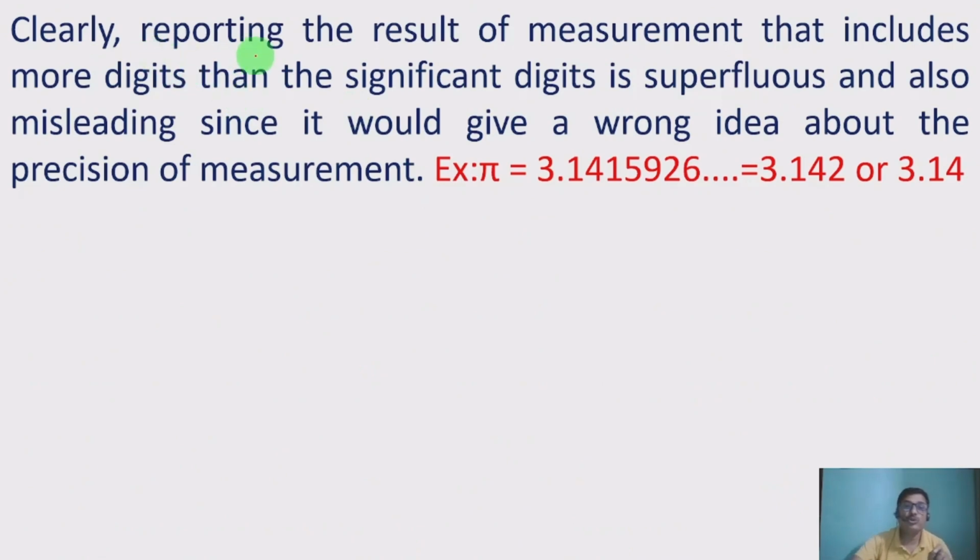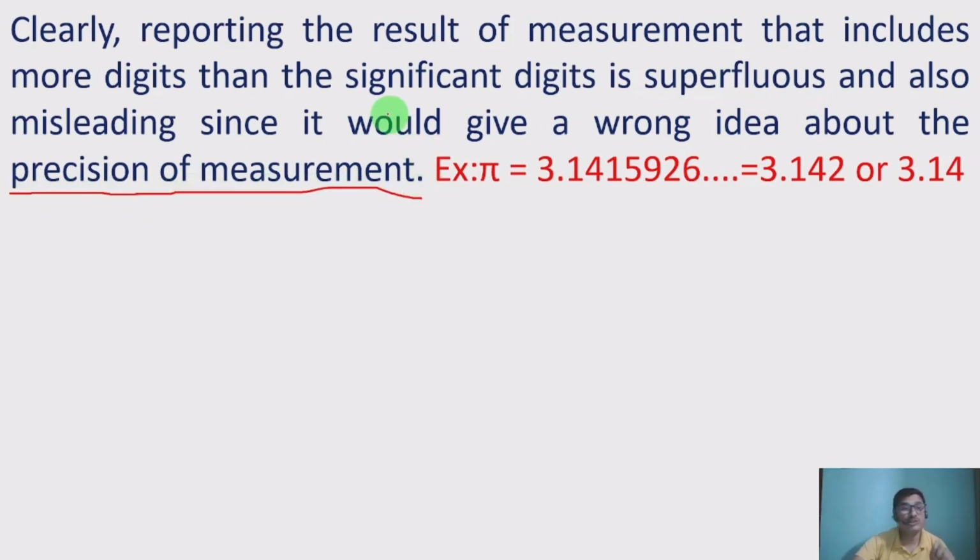Clearly, reporting the result of measurement that includes more digits than the significant digits is surplus and also misleading, since it would give the wrong idea about the precision of the measurement.